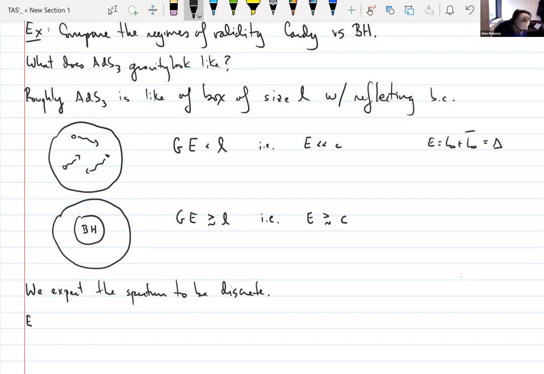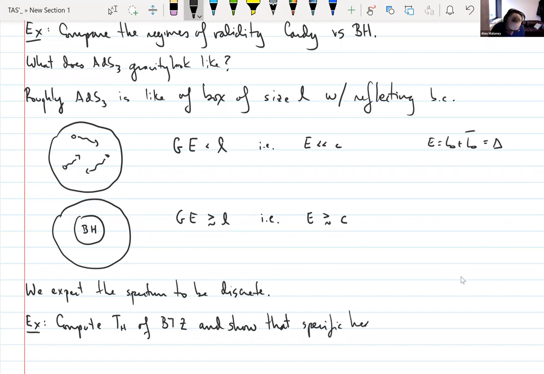So just as an exercise, compute the Hawking temperature of BTZ. How do you do that? You do it by going to Euclidean signature and demanding that the Euclidean solution be smooth, which says that T Euclidean must be periodic so that you're at finite temperature. And show that the specific heat of the black hole is positive, unlike black holes in flat space.